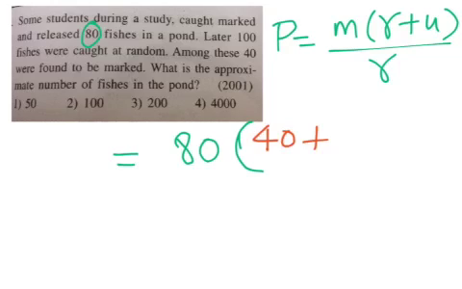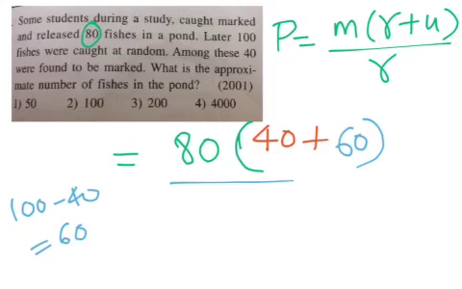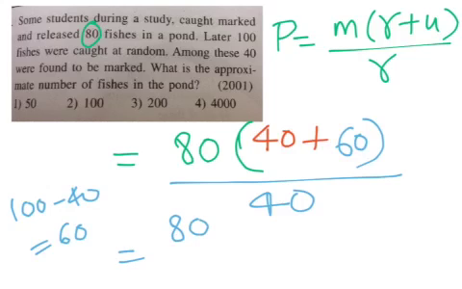Then U, unmarked fishes. How did we calculate the unmarked fishes? You see here in the problem, later 100 fishes were caught at random. Among these, 40 were found to be marked. That means 100 minus 40, that equals 60. So 60 are unmarked fishes, divided by R again, that means 40. So then let's do the same again: 80 into 40 plus 60, that is 100, 80 into 100 by 40.